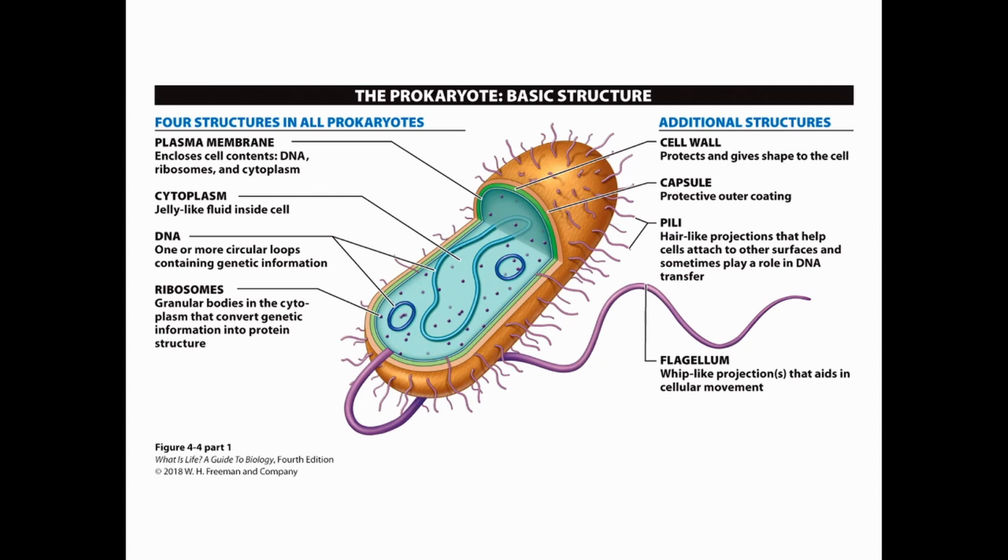Now, some bacteria or some prokaryotes will have some additional structures depending on who they are. They may have something like a cell wall that will help protect and give shape to the cell. They might have a capsule that provides more protection. They may have little pili, which are little hair-like projections that can help them stick to surfaces and sometimes can help them transfer DNA around. And lastly, they can have a flagellum or cilia, which are basically whip-like projections that can help them move around.